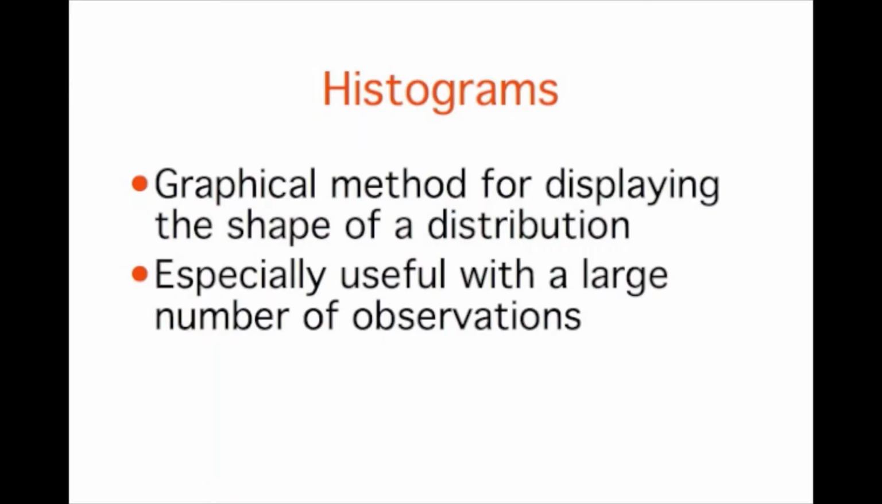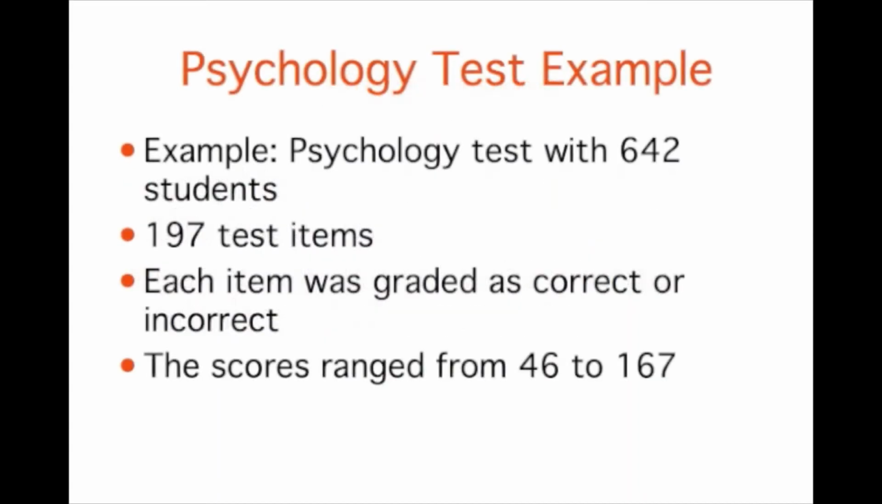A histogram is a graphical method for displaying the shape of a distribution. It is particularly useful when there are a large number of observations. To illustrate, we will create a histogram based on the scores of 642 students on a psychology test. The test consisted of 197 items, each graded as correct or incorrect. The student scores range from 46 to 167.